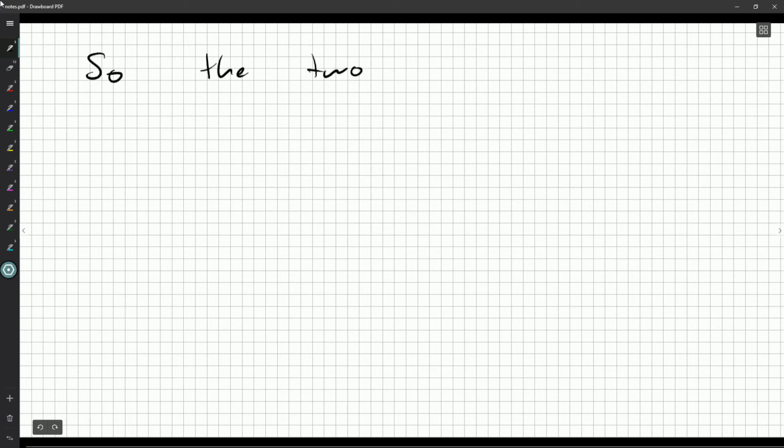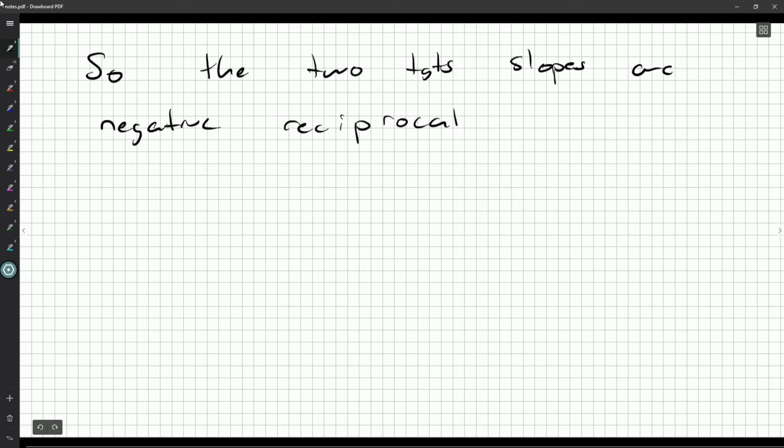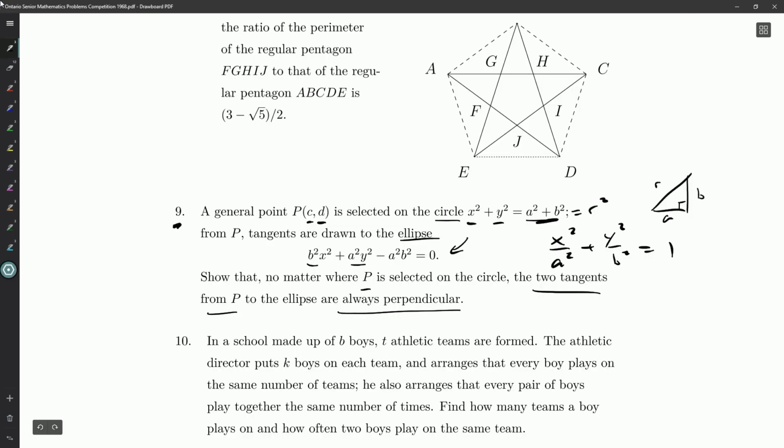So the two tangent slopes are negative reciprocals, and we know what happens when you have negative reciprocals. They are perpendicular. And that's all we were asked to show for 9. Always perpendicular, there we go.